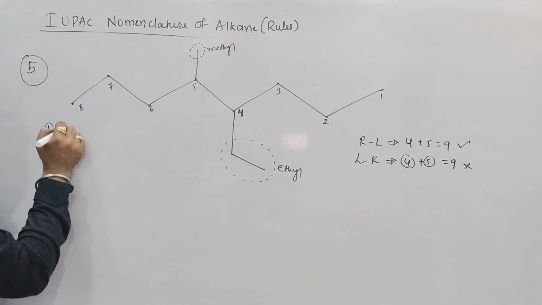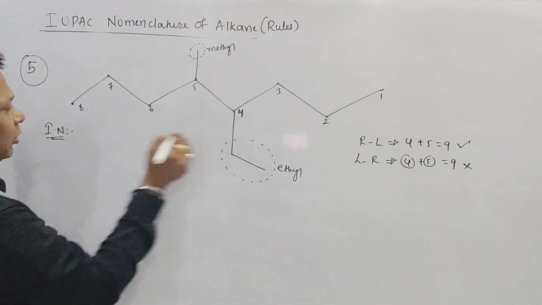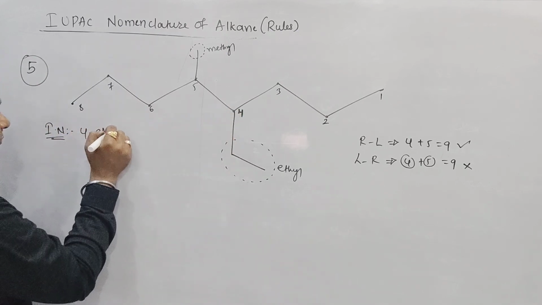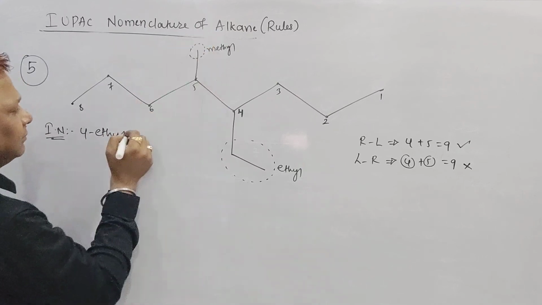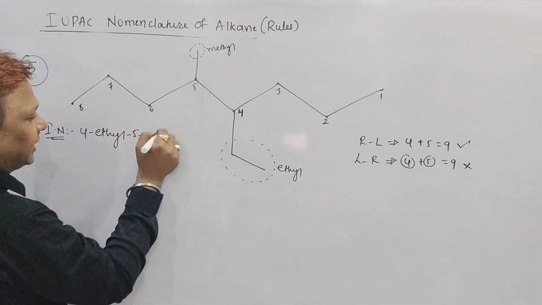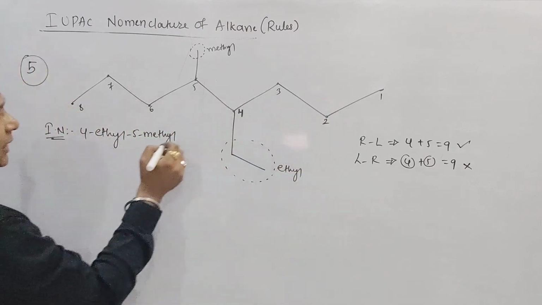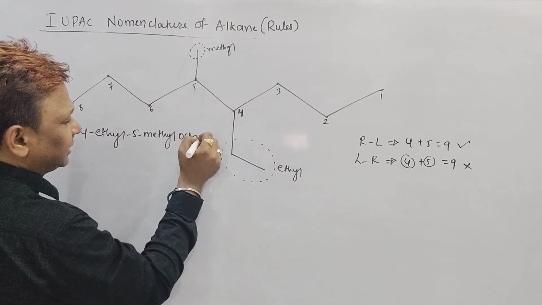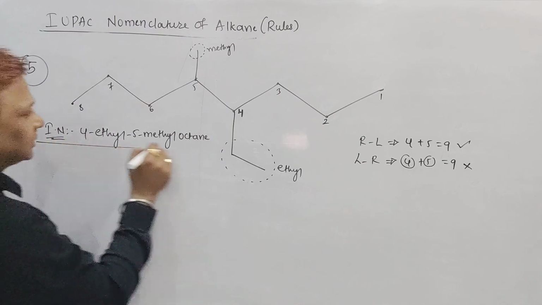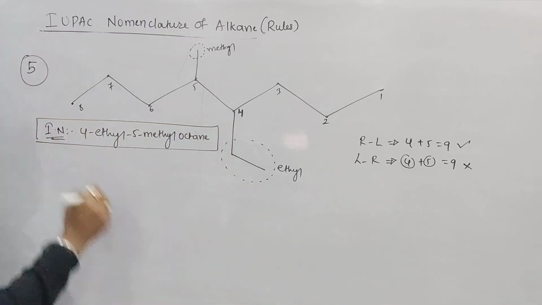IUPAC name I am writing here. What is that? 4-ethyl. Yes sir. This is a 4-ethyl, but a 5-methyl. Yes sir, this is the 5-methyl. Total number of carbon atoms, how many, sir? 8. Called as oct, single bond ane, is the IUPAC name of the compound.